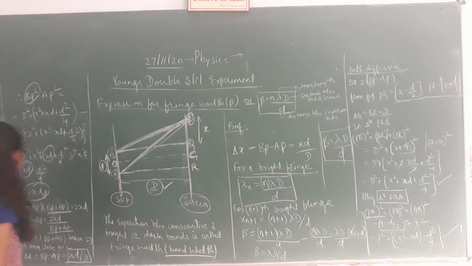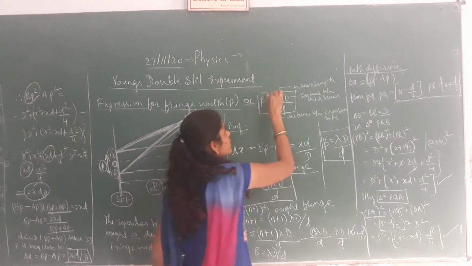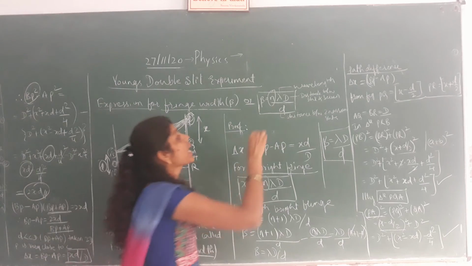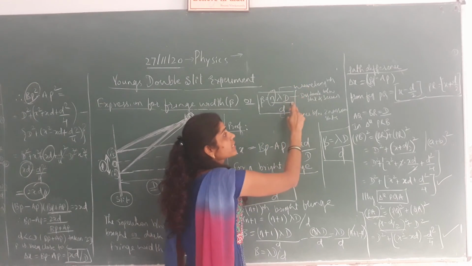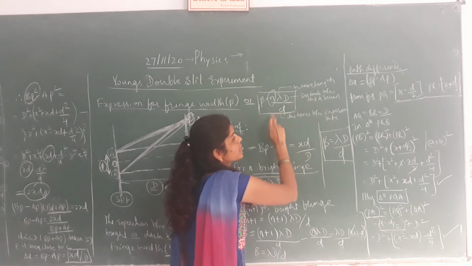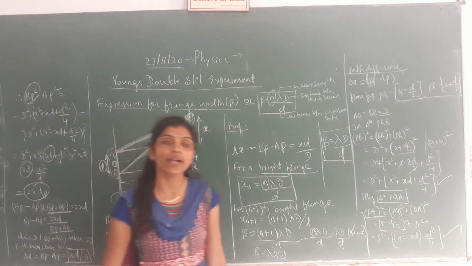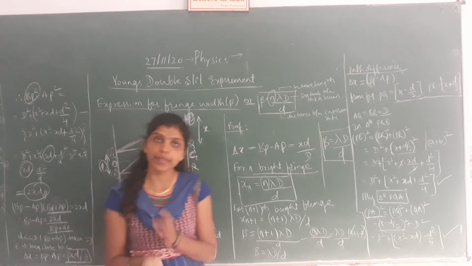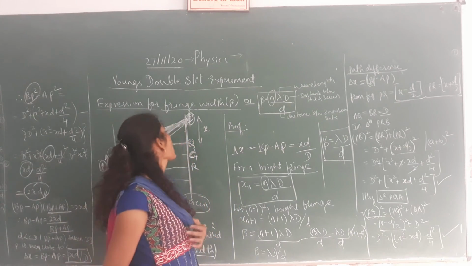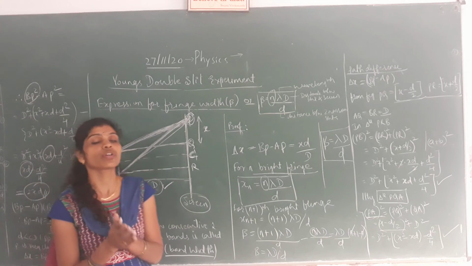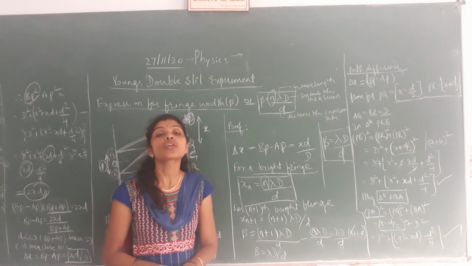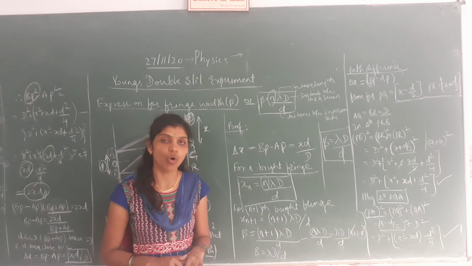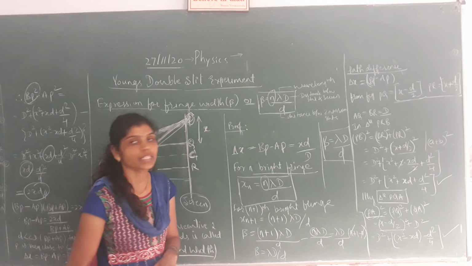So this is the final expression. Here n represents the number of fringes, lambda is the wavelength, capital D is the distance between slit and the screen, and small d is the distance between the two narrow slits. This is one of the important expressions. They may ask: derive an expression for fringe width beta, or show that fringe width beta is equal to lambda D divided by small d. So you have to explain like this.